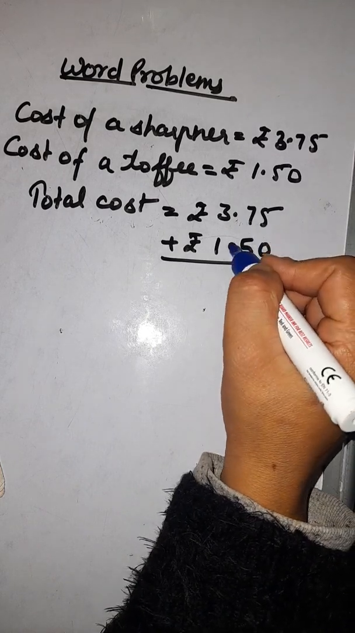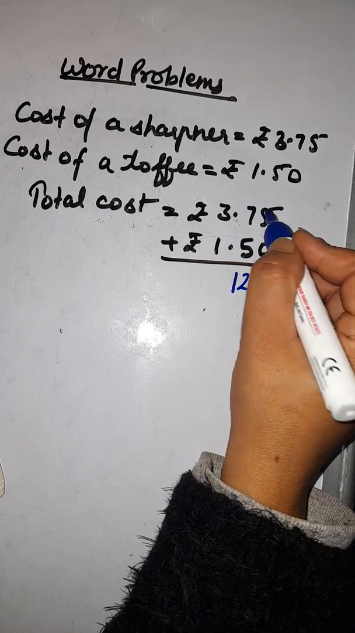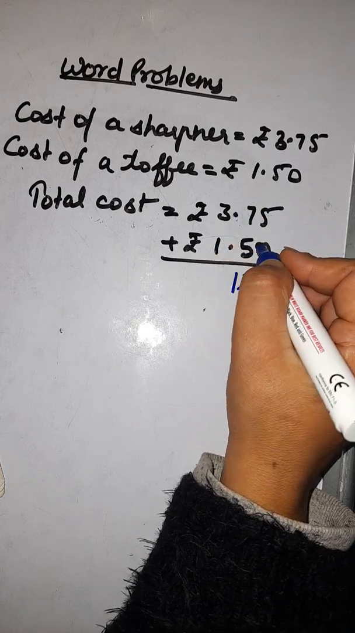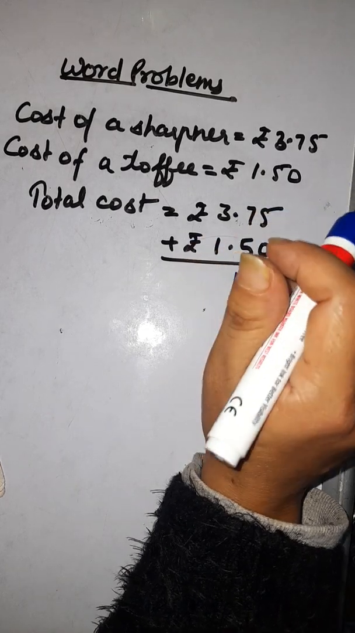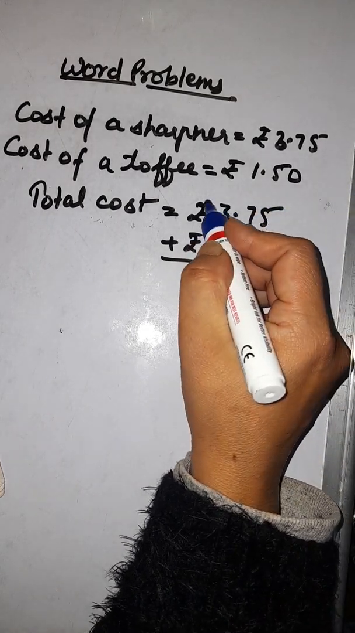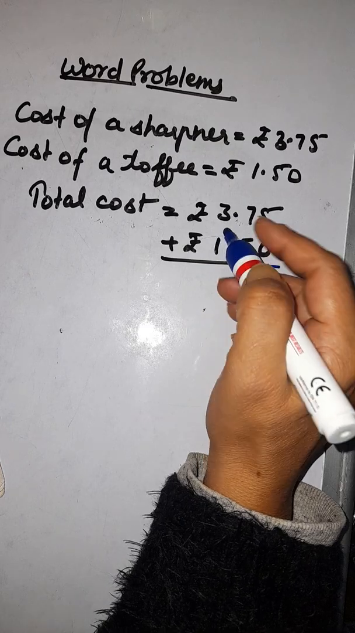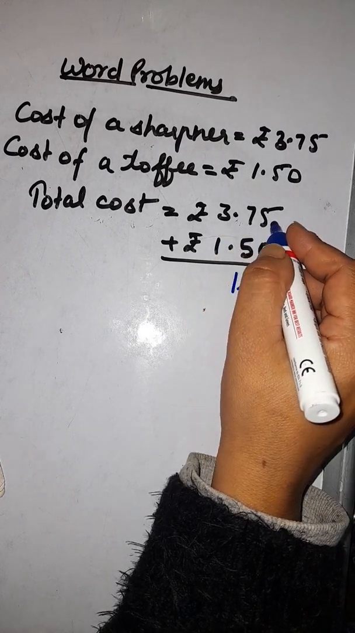These are after the decimals. These are the digits after the decimals. So these numbers are in the paise column. These are rupees, 3 rupees and 1 rupee, and here paise.